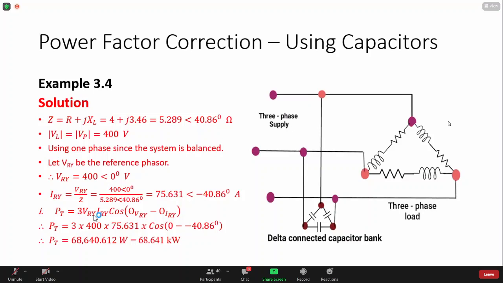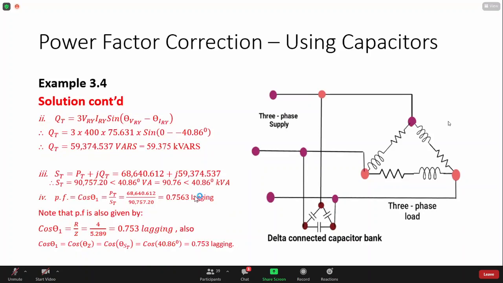So the total power would be 3 V phase, I phase, the cosine of the phase angle between the current and the voltage phasors. So it's 3 times 400 times the 75.631 times the cos of 0 minus 40.86. All right, so the total power works out to be 68,640 watts, or 68.641 kilowatts. So the first question was to find the total power, and we have done that.